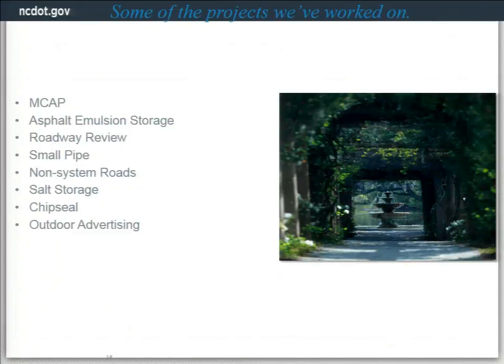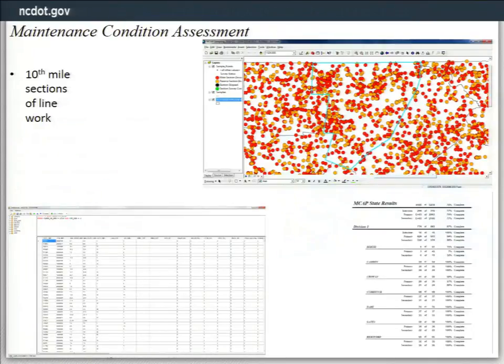So, some of the projects we've worked on: MCAP, asphalt emulsion storage, roadway review, small pipe, non-system roads, salt storage, chip seal, and outdoor advertising. Maintenance Condition Assessment Program. This is one of our really big ones. This happens year-round. It's a quarterly assessment in which NCDOT collects real-time maintenance conditions of various assets.